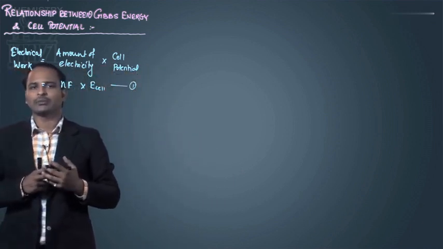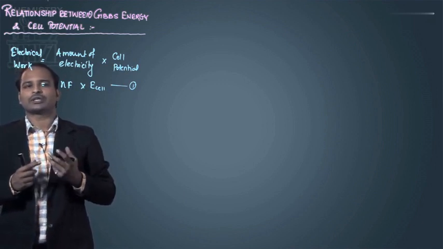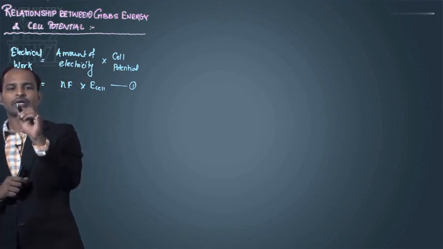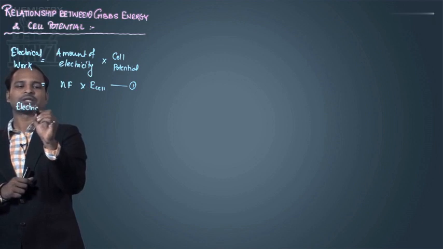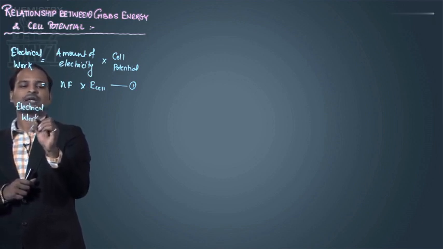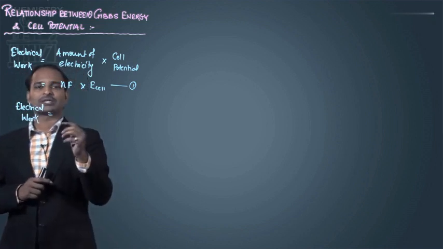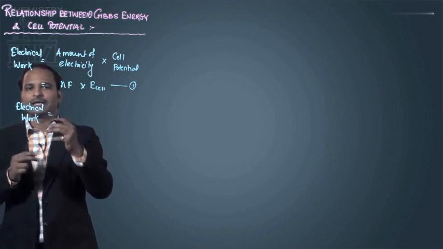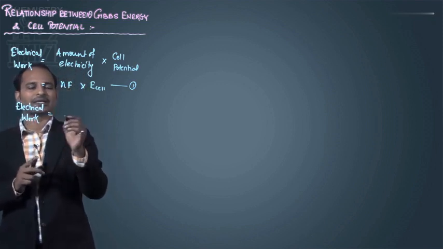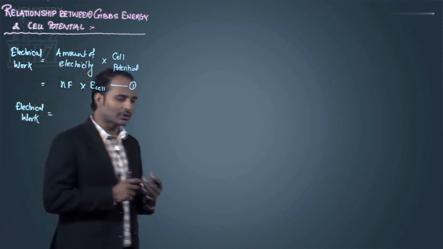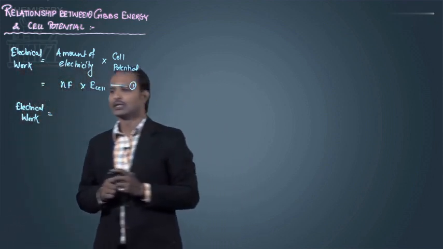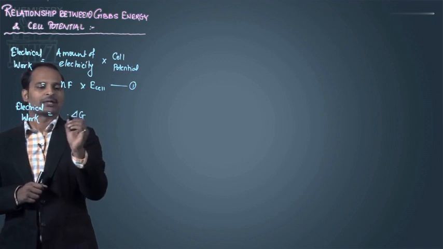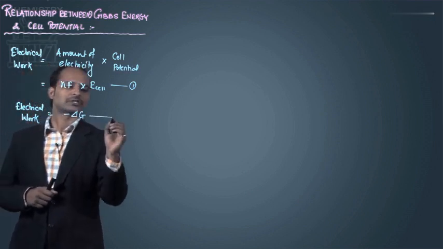But according to the thermodynamic concept, work is the mode by which the system and surroundings exchange energy. If the galvanic cell is working, it is losing some energy, so the electrical work done is always equal to the decrease in Gibbs energy. If you want to know how much work has taken place during the electrolysis, it is equivalent to the decrease in Gibbs energy, that is, delta G is negative. So this is equation number 2.